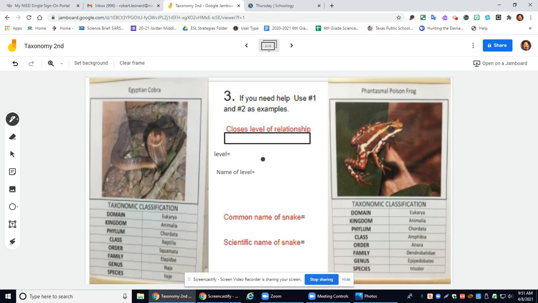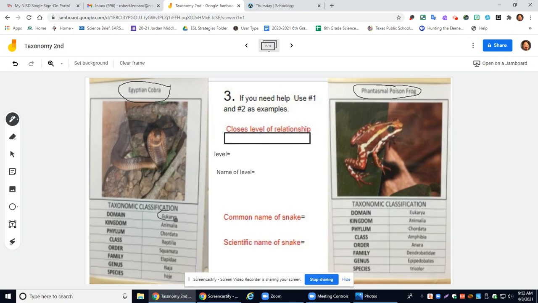So, this is actually from a project last year. So, the closest level of relationship. All right. So, we are looking at an Egyptian scorpion and a phantasmal poisonous frog. So, the emperor scorpion and the phantasmal poisonous frog. All right, what is the level of relationship between the two? So first, do they belong to the same domain?